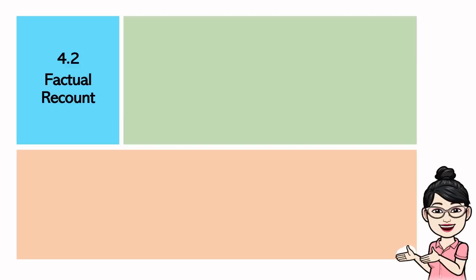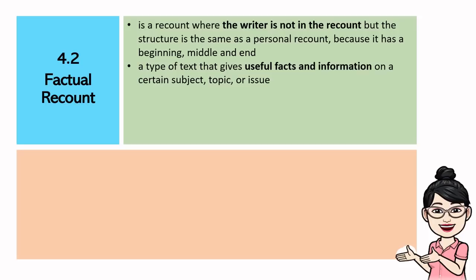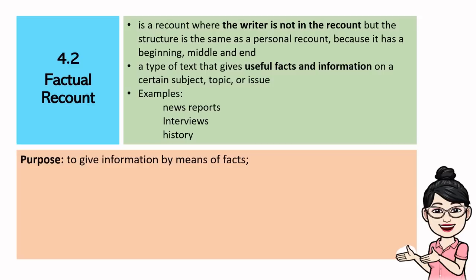A factual recount is a recount where the writer is not in the recount but the structure is the same as a personal recount because it has a beginning, middle, and end. It is a type of text that gives useful facts and information on a certain subject, topic, or issue. Examples of these are news reports, interviews, and history. Its purpose is to give information by means of facts to explore different points of view on a given subject.